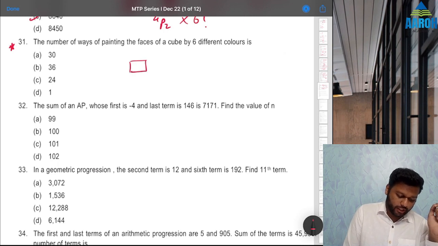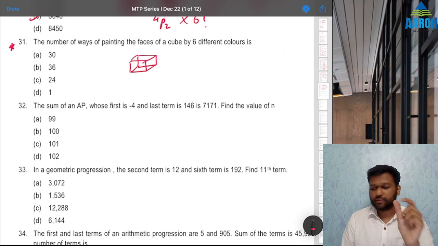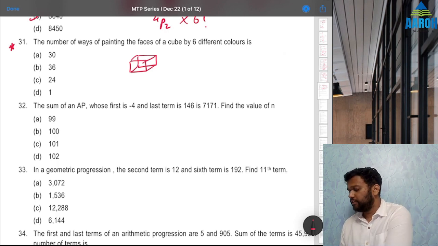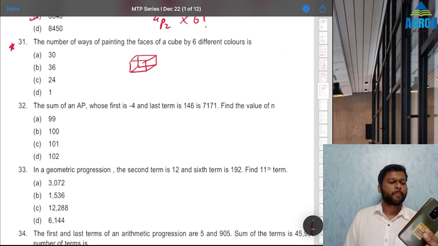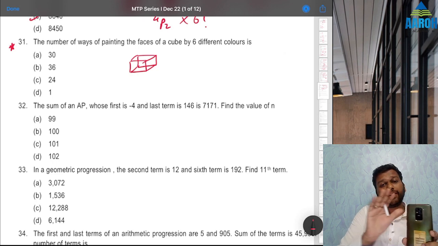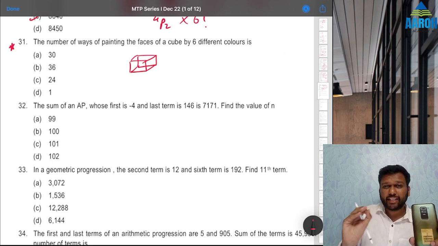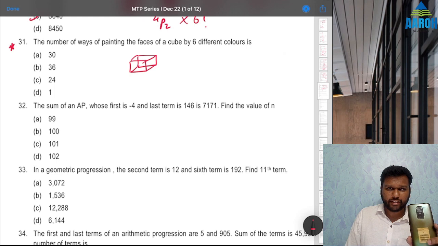So for a cube, understand, let's say we have a cube like this, a die like this. Let me take the example of my phone. It is not a cube, but assume that it is a cube. Now a cube has all sides the same, right? All sides of the same length, width, breadth, right?